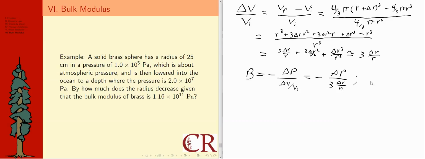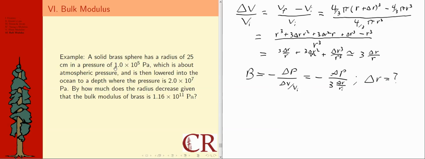So recognizing, if we look back through this question, it says how much does the radius decrease given that the bulk modulus of brass is, etc. So I think I'd like to write that as a delta R is equal to the question. The way it's phrased is interesting though, because it says by how much does the radius decrease? I think if I literally plug in numbers into this, I'll probably get a delta R that is negative, but based on what's being asked here, I'd probably change that to a positive number, and we'll see how that turns out.